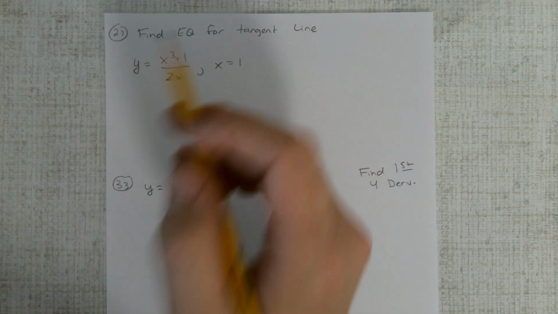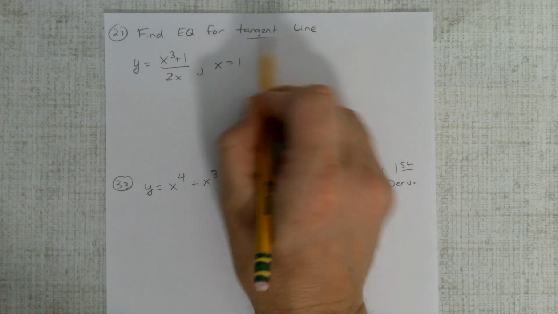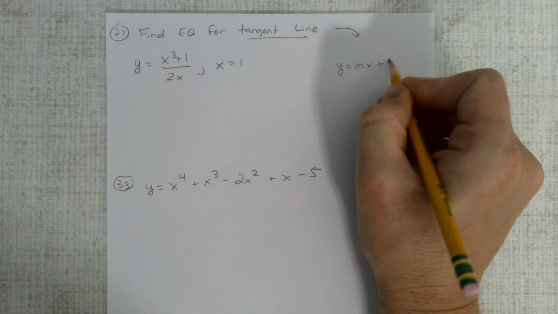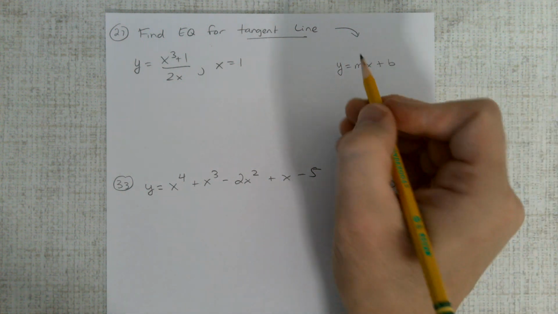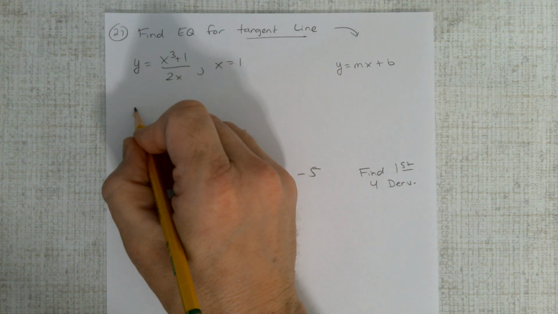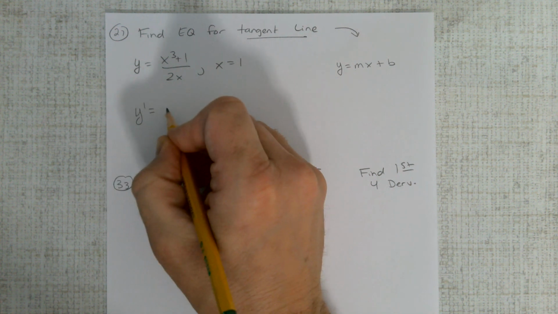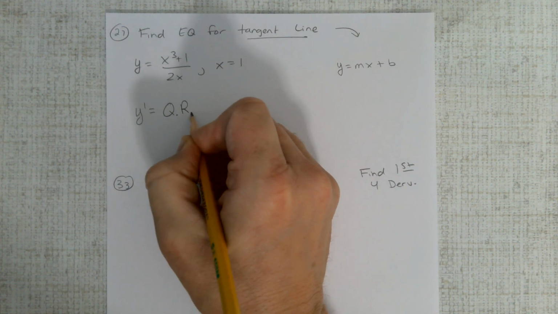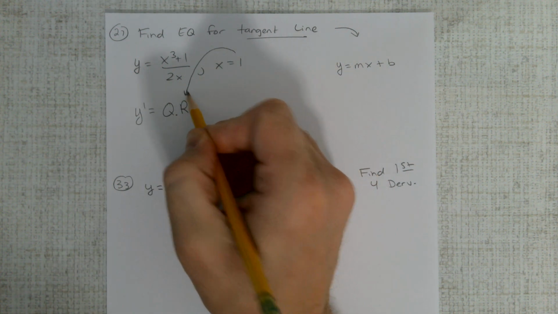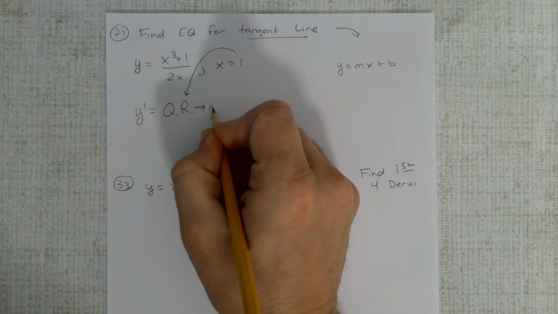So problem number 27 says find the equation of the tangent line. Well, we know what a tangent line looks like, right? y equals mx plus b. And how are we going to find the slope? Well, we need to take the derivative, y prime, and you're probably going to want to use the quotient rule. Once you use that quotient rule, plug that 1 into that, and you will output the slope.